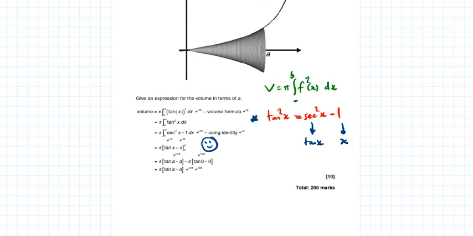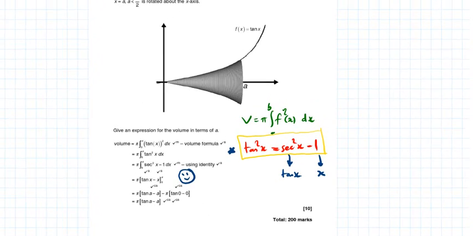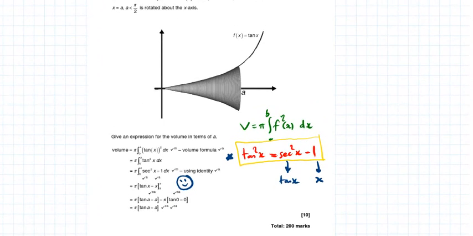So again, the most important part in this question is to think about converting tan squared into sec squared minus 1. From then, that's an approachable, nice question. All right, I hope that's fine.